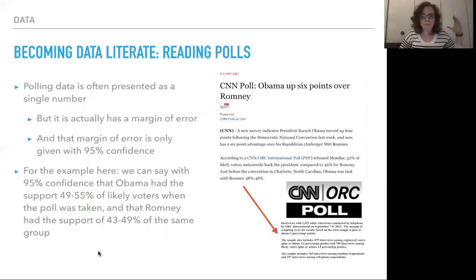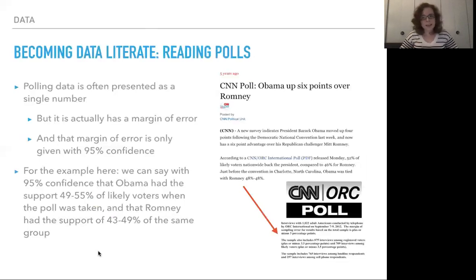It can get bigger, it almost never gets smaller. And this margin of error is statistically calculated based on the sample size. So we can see that the CNN poll that I've highlighted, it's from 2012. It's actually more than 5 years ago, but that's when I took the screenshot. It actually has a margin of error of plus or minus 3 percentage points for the entire sample.